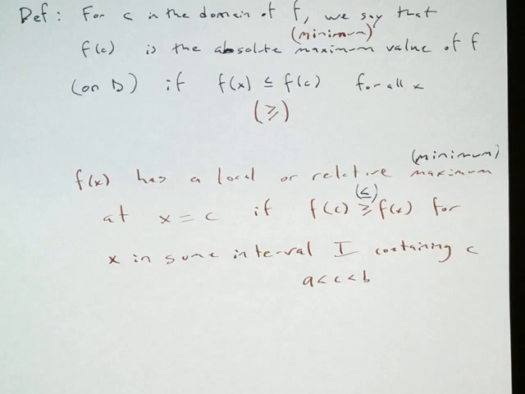Now, an absolute maximum will also be a relative maximum. An absolute minimum will also be a relative minimum, but I don't have to look at the whole function, I just have to look in some little bitty area. Questions so far? My terminology here.